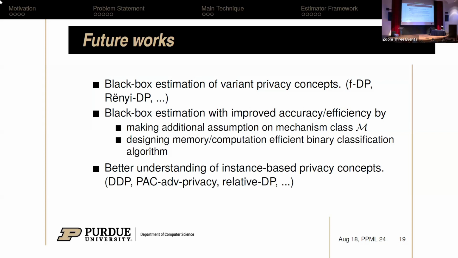And some others, like a better understanding of instance-based privacy concepts. Due to the nature of the DP definition, it seems it is impossible to estimate the DP property. But of course, it's possible to estimate instance-based privacy properties. But there's a problem: how does the instance-based privacy concept fit the real-world privacy need? That would be super interesting. So please let me know if you are interested in any of these topics. That's all, and then we'll open up for questions. Thanks.